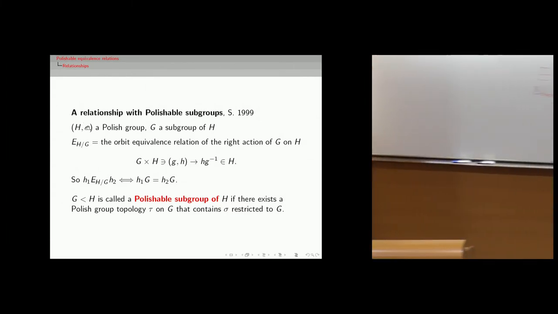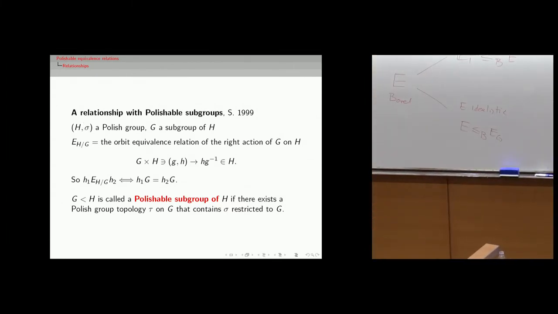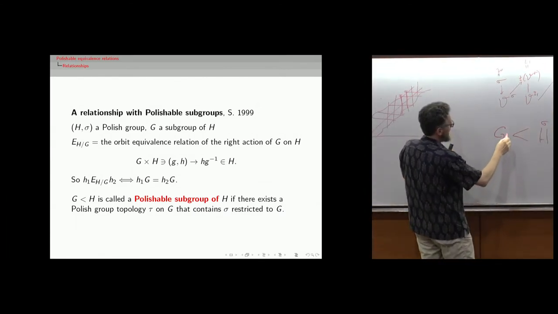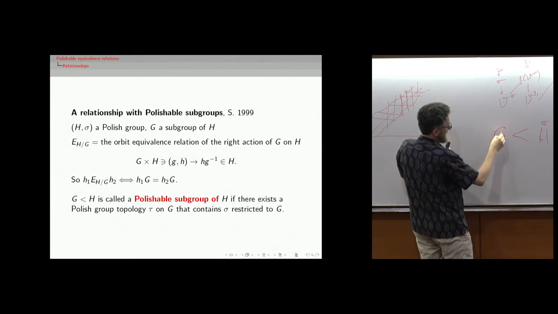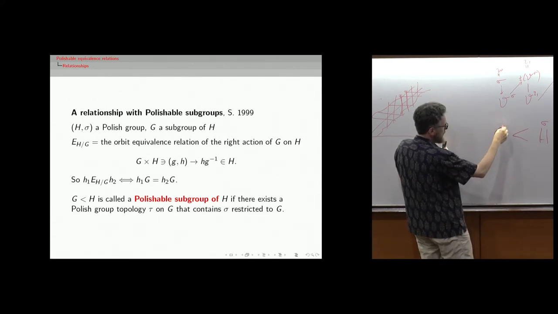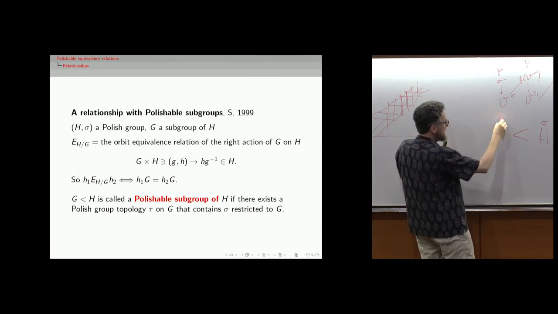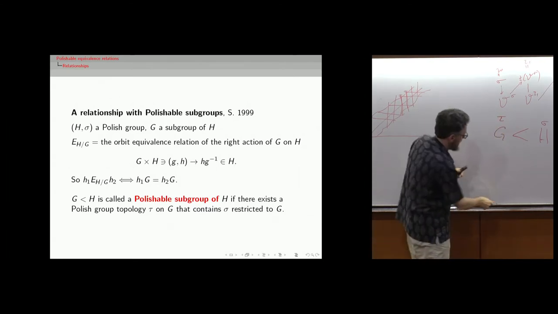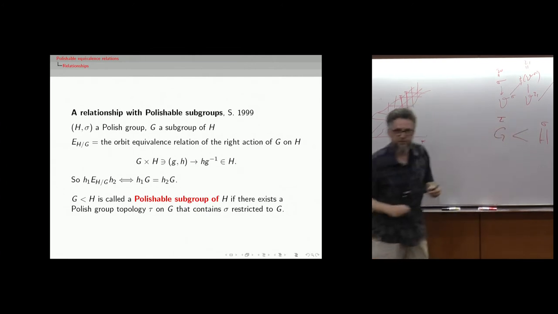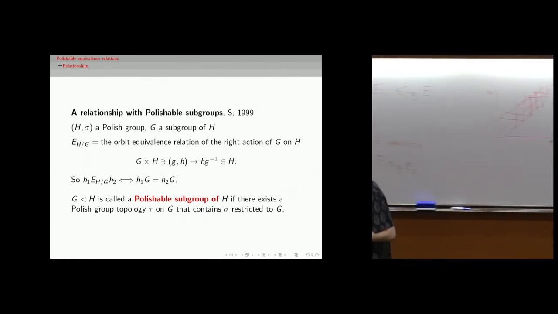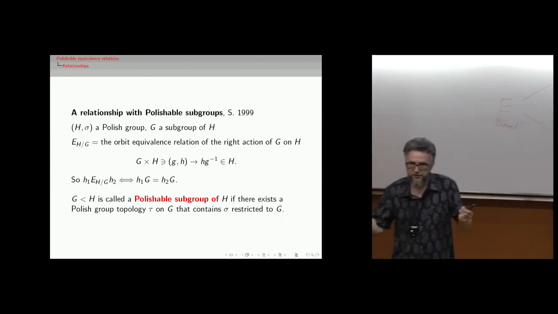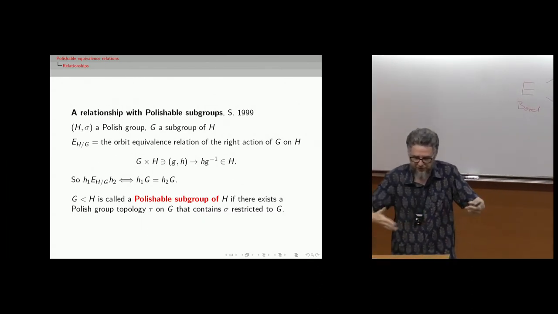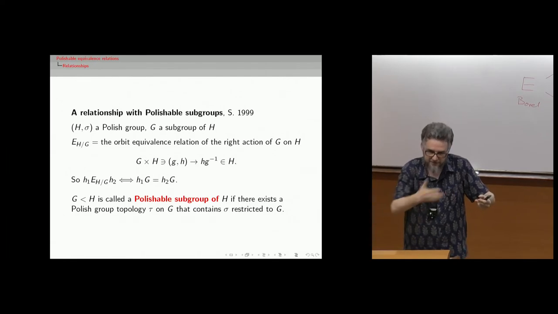So I have G here, a subgroup of H. This comes with some sigma. This sigma can be restricted to G. It gives you some topology on G. It's a group topology, but it's not nice normally. But there is another topology here, a Polish group topology, that contains the restriction of sigma. So it's something like if you look at all the L1 convergent sequences of R to omega, and L1 convergent sequences are series.